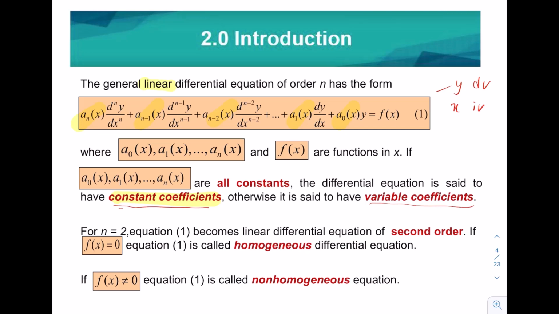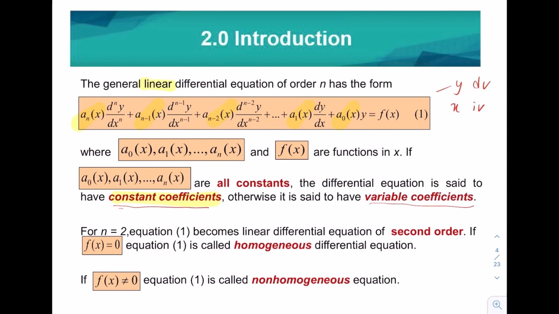Okay, so now we move to the next paragraph. For n equals 2, equation number 1 becomes a linear differential equation of second order. So n equals 2, you can imagine that we have over here a2 of x, d squared y over dx squared, which is the highest derivative in the equation, so it will be called second order, obviously. Okay, this is important: if f of x equals 0, equation number 1 is called a homogeneous differential equation.